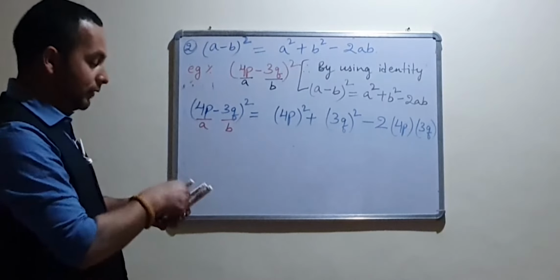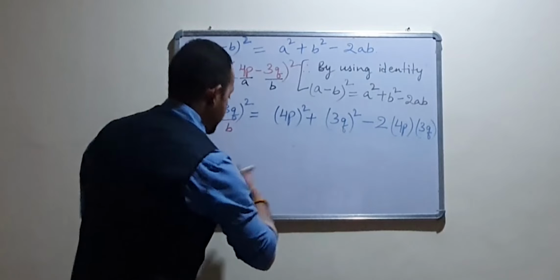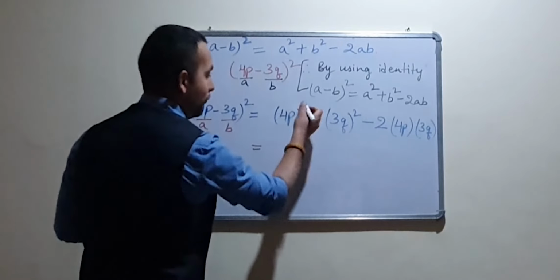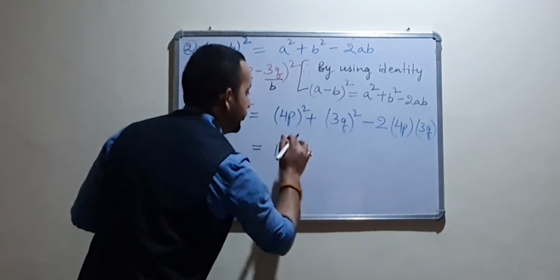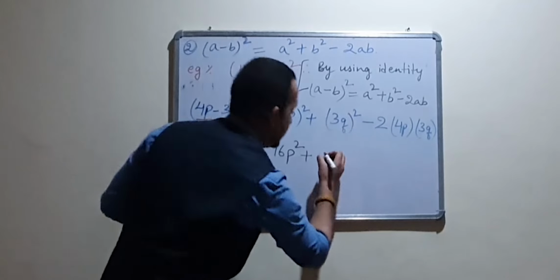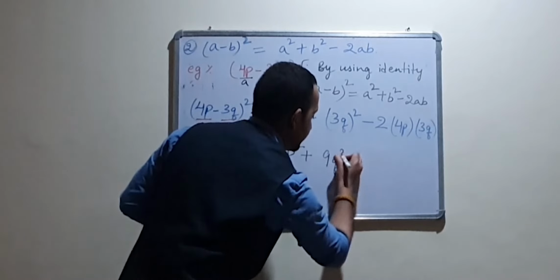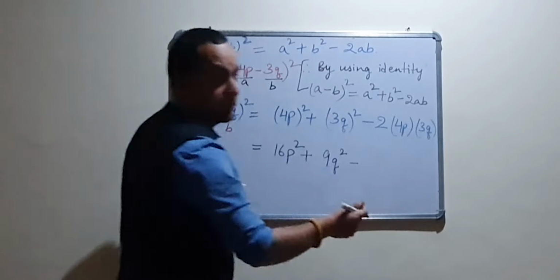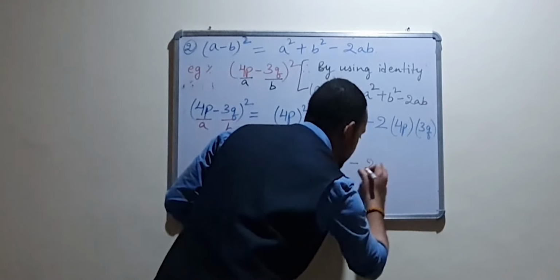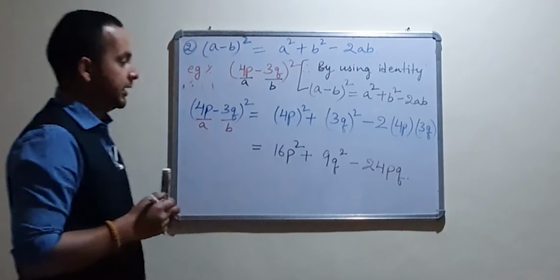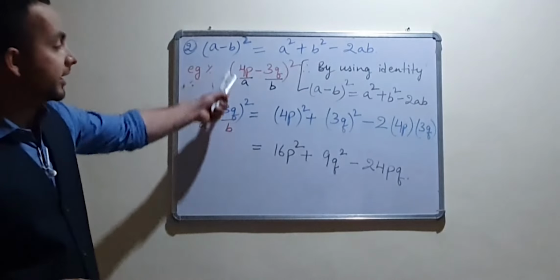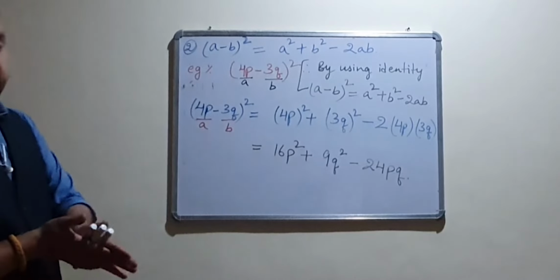Now you're going to solve this. 4 square, so the square of 4 is 16. 16p square plus 3 square is 9q square minus 2 4s are 8 and 8 3s are 24pq. This is your answer. This is how we use the second identity. This is the example of the second identity.